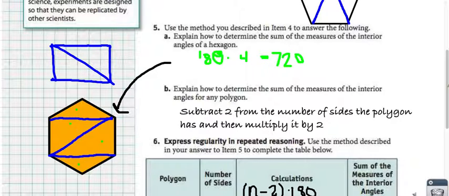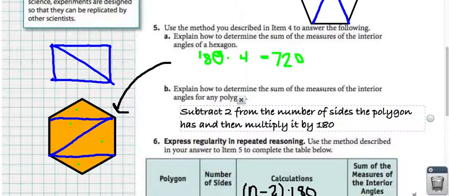So to determine the sum of the measures of the interior angles of any polygon, you take the number of sides of the polygon, subtract 2 from it, and then multiply by 180. Because what you have done is create triangles, and the number of triangles inside a polygon is always going to be 2 less than the number of sides. So if you had a 7-sided figure, which is a heptagon, you would do 7 minus 2 times 180, which gives you 5 triangles, which is 900 degrees.